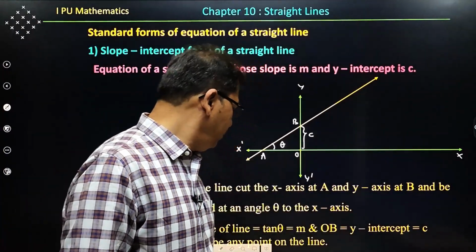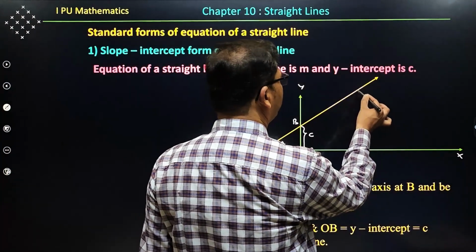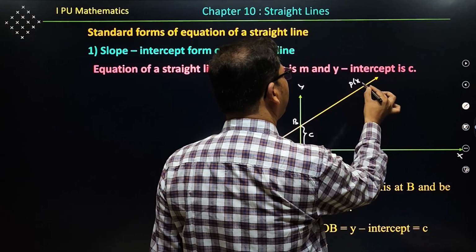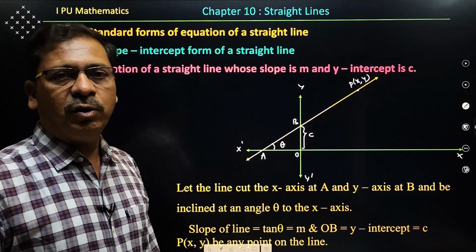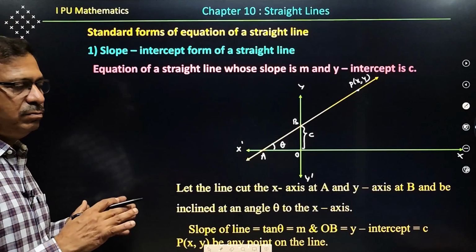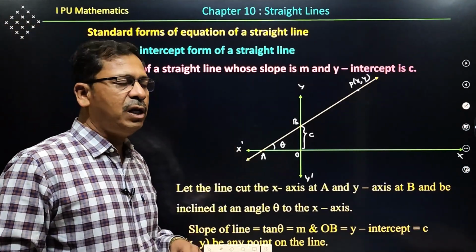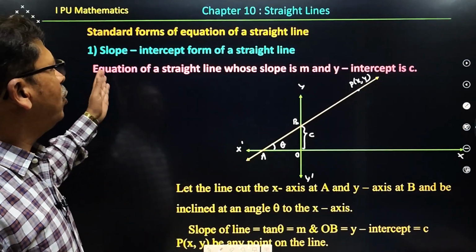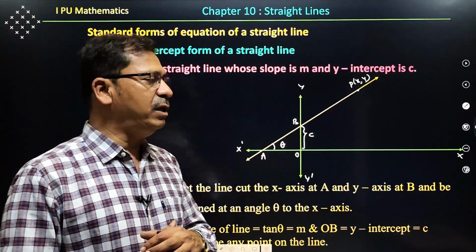Y-intercept is equal to c, and then you choose any point P of x comma y on the line. Now our motto is to find the equation of this line. We need to find the equation of the line in terms of the slope and that point x comma y. Slope intercept form of a straight line. In terms of m and c, we need to find the equation here.